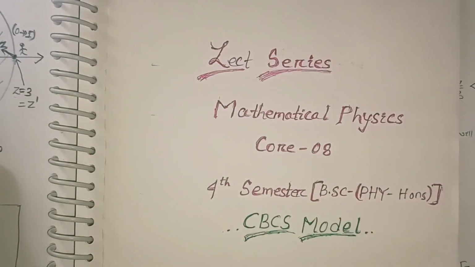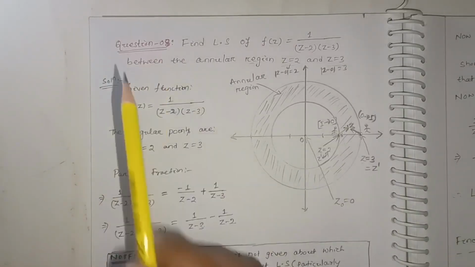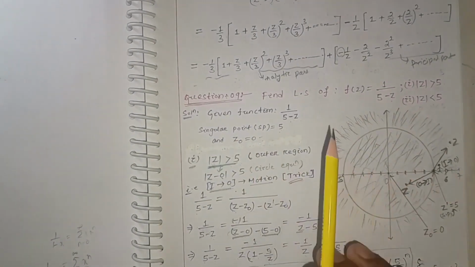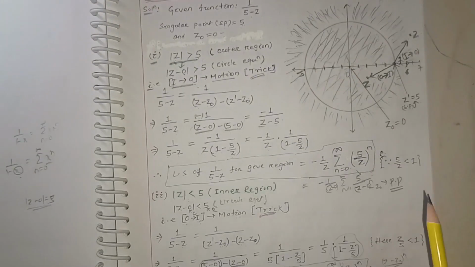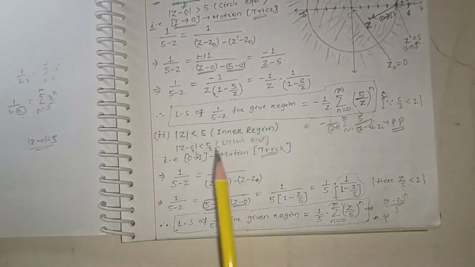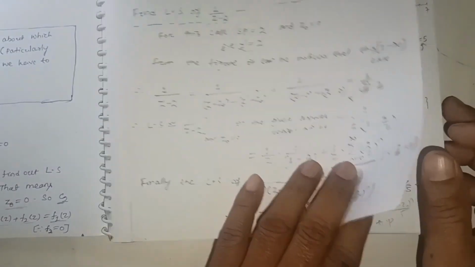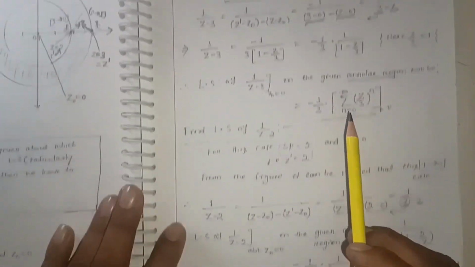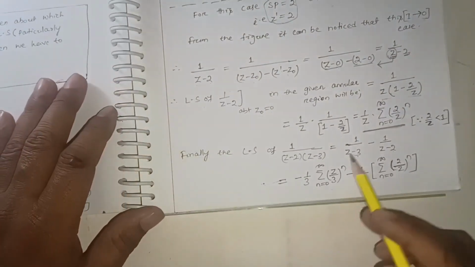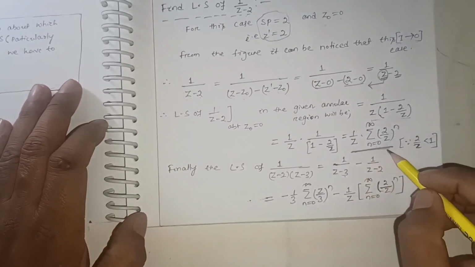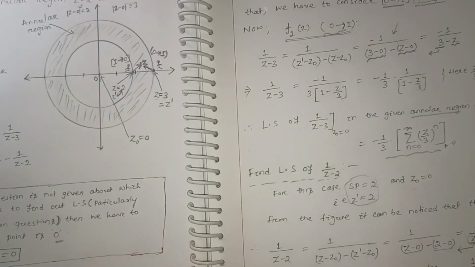In our last class we discussed question number 8 and question number 9 in detail, and we found one important result: whenever we are moving from in to out, we get only the principal part of the Laurent series, and moving from out to in, we get only the analytic part of the Laurent series. We found the same in question number 8. Out to in, only the analytic part. Here, in to out, we get only the principal part. Keep this result in your mind, which is very important to solve the numericals.